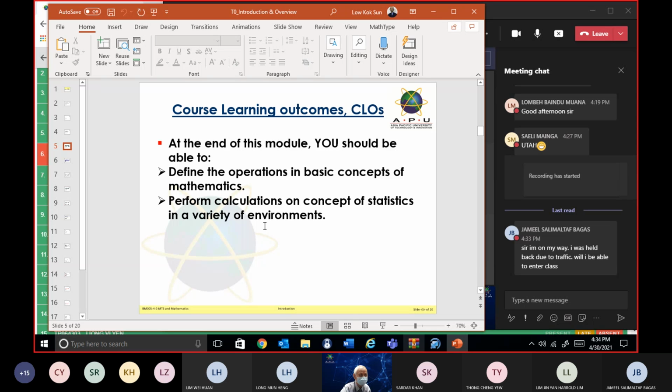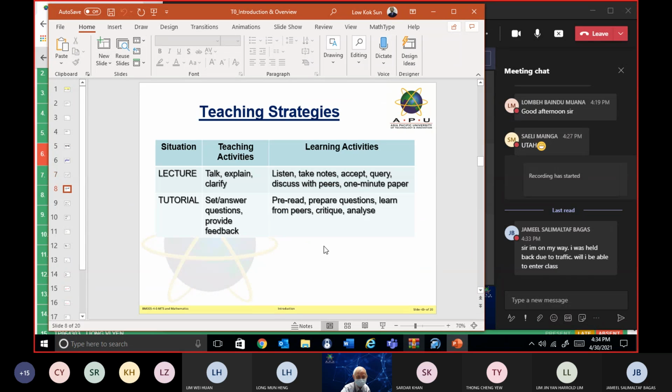So this is the learning outcome. In university, for every module we do, we need the students at the end to have learned something. So these are the things we target for mathematics: learn the basic concepts and basic operations of mathematics, and perform calculation for statistics. So it is about mathematics and statistics. Probability is also inside statistics. We just run through, and as time comes, we'll be more detailed.